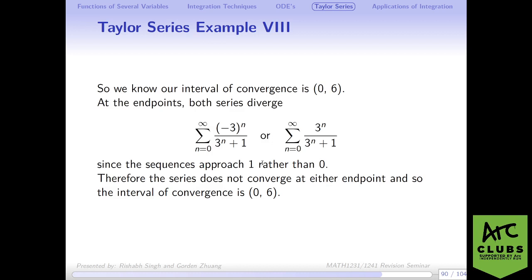Now we test the endpoints, so we do that manually. However, if we look at these two series, we can see that these terms don't approach 0. In fact, this one alternates between minus 1 and 1 as n goes to infinity, or this one goes to 1. And since in either case we won't have convergence, since if we keep adding these terms, the sum will never go to some fixed value. So the series does not converge at the endpoints, and so our interval of convergence is an open interval from 0 to 6. It's open, right?